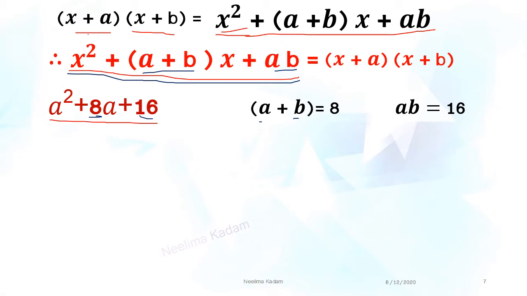Their addition is 8 and multiplication will be 16. So what would be a? What is the value of a and what will be the value of b? So a equal to 4 and b is equal to 4.